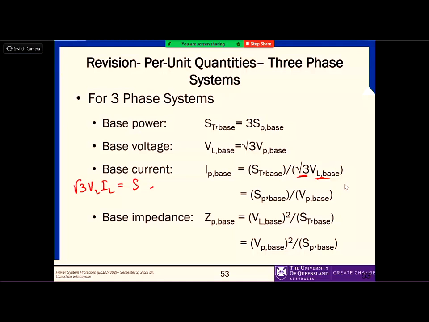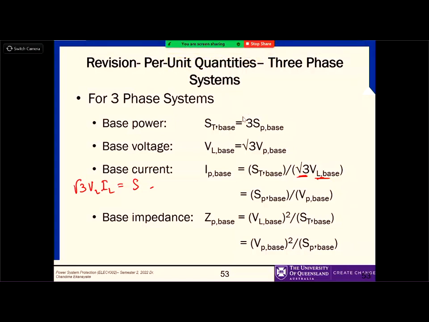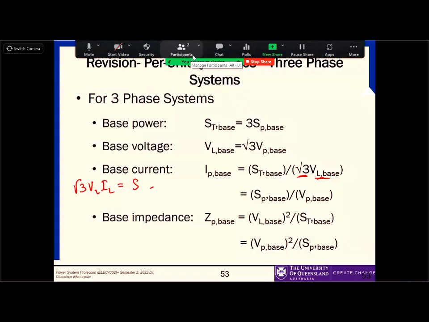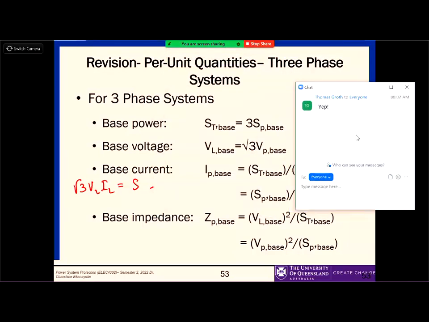Good, finally. Okay, guys on Zoom, can you see the presentation slides? Yep, thanks. Thanks, Holmes.